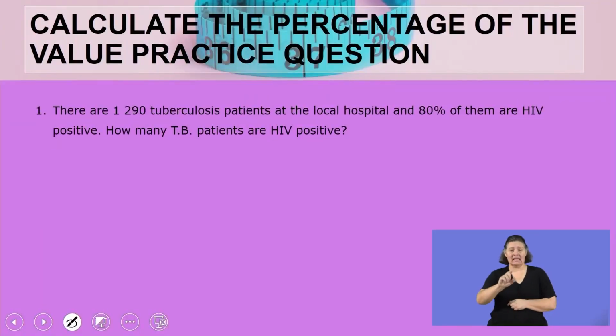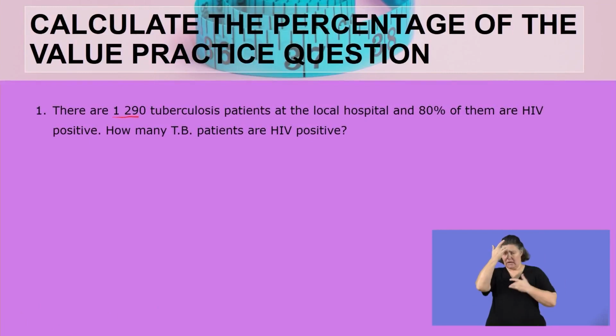There are 1,290 tuberculosis patients at the hospital, and 80% of them are HIV positive. How many TB patients are HIV positive? So can we calculate that?